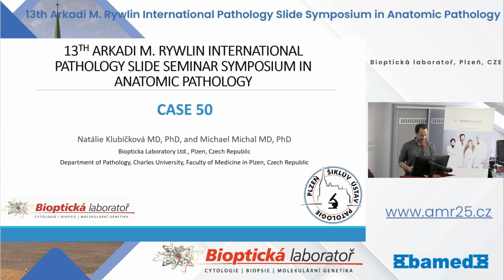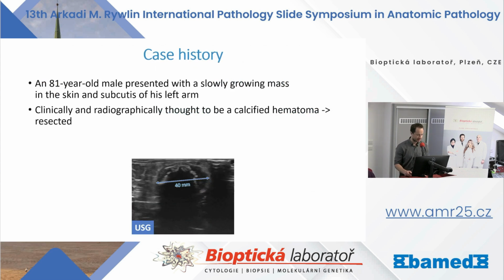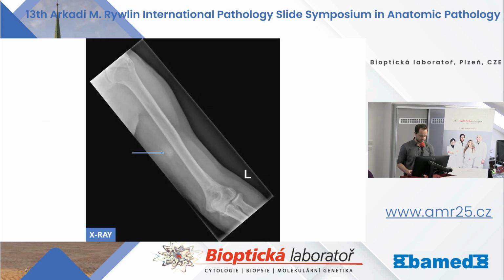So case 50. This was an 81-year-old male who presented with a slowly growing mass in the skin and subcutis of his left arm. Clinically and radiographically, it was thought to be a calcified hematoma, and it was resected. Here is the X-ray where you can see this calcified mass on the arm.